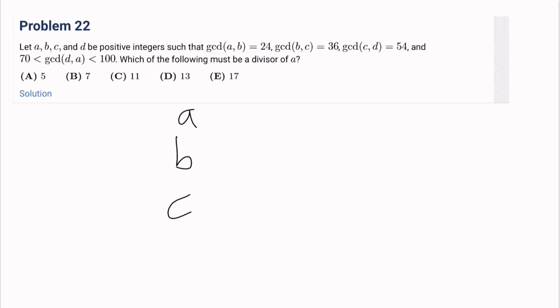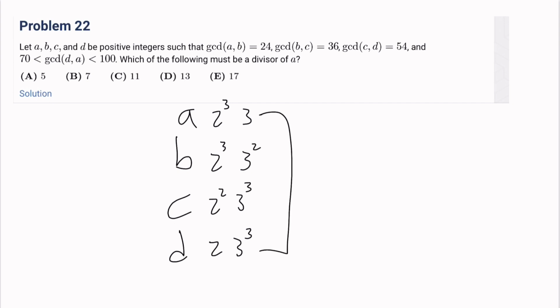And so the GCD is 24, so a and b must both have 2 cubed and 3. And b and c GCD is 36, which is 2 squared times 3 squared, so this should be 2 squared and then 3 squared, therefore this must also have 3 squared. C and D is 54, which is 6 times 9, which is 2 times 3 to the third power, so C should also have 3 to the third power, right?